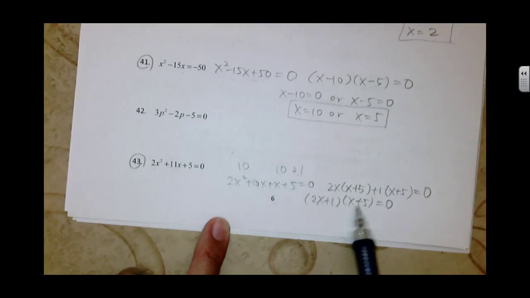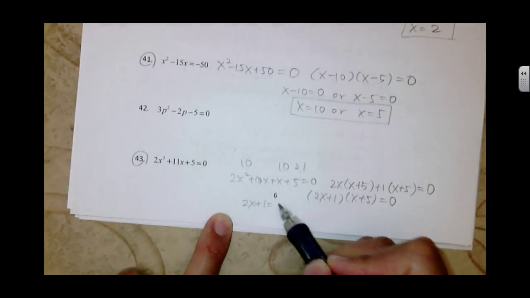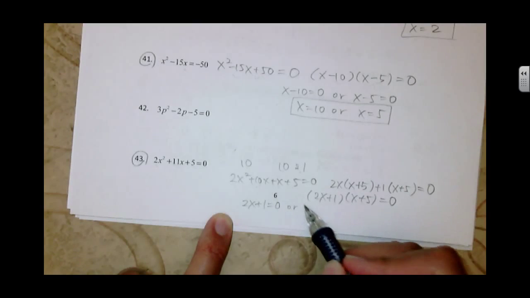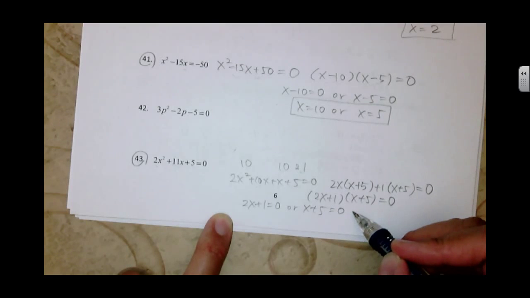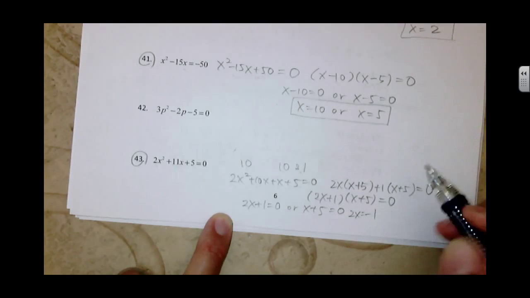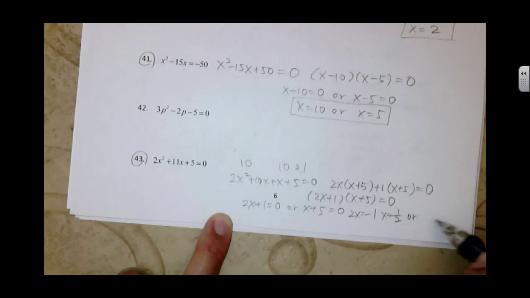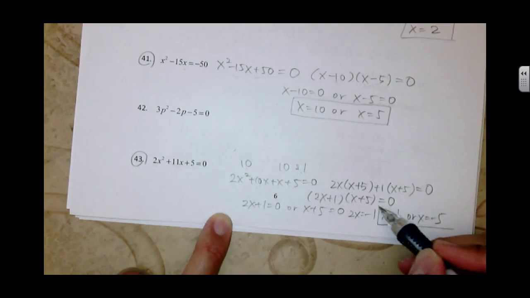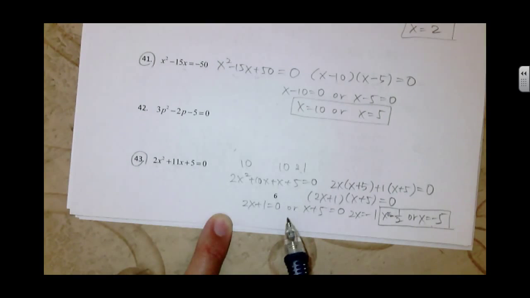All right, so now these have to be 0. So 2x plus 1 has to equal 0, or x plus 5 has to equal 0. So then 2x is minus 1, so x is minus 1/2, or x equals minus 5. So these are the x values that will satisfy this equation. That was page number 6.